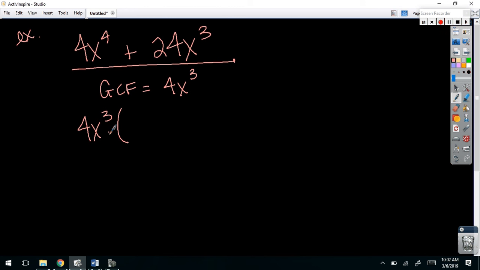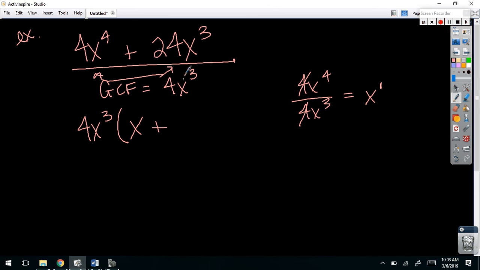Somebody said it. X. Look, we're taking this GCF and dividing it into each one. For the first one, 4x to the fourth divided by 4x to the third. Don't you subtract the exponents? Yep. 4 minus 3 is what?